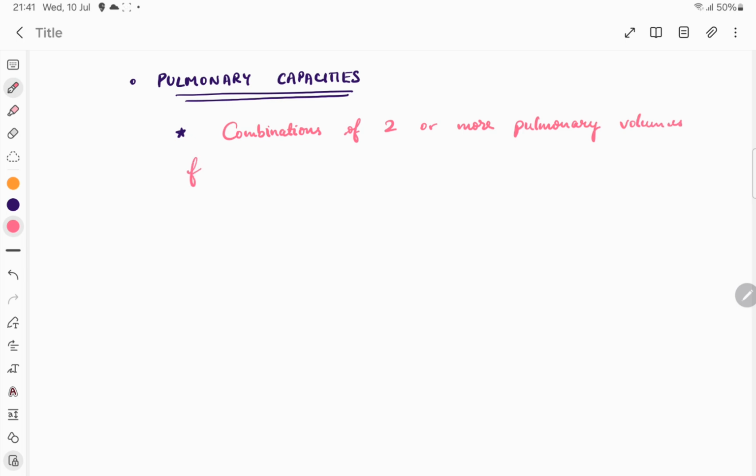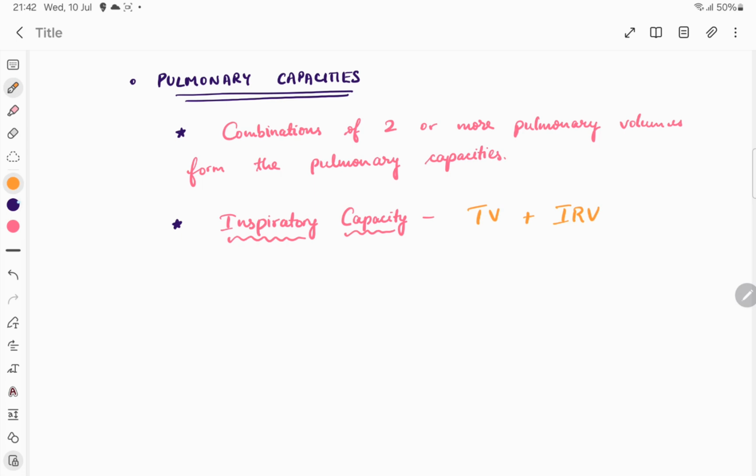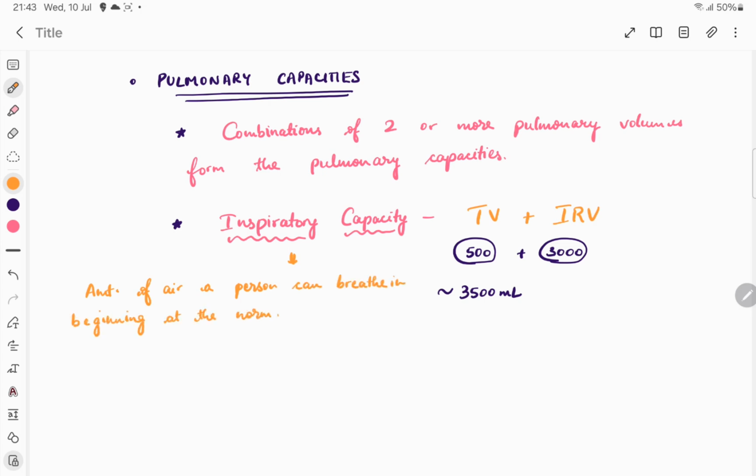Now let us see about the pulmonary capacities. It is the combination of two or more pulmonary volumes which form the pulmonary capacities. First, let us see about the inspiratory capacity. It is tidal volume plus the inspiratory reserve volume, that is 500 plus 3000, approximately 3500 ml. It is the amount of air a person can breathe in beginning at the normal expiratory level and distending the lung to the maximum extent.